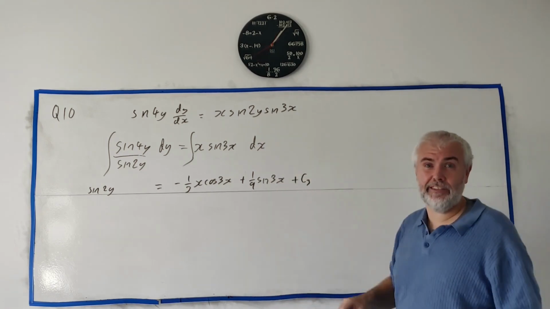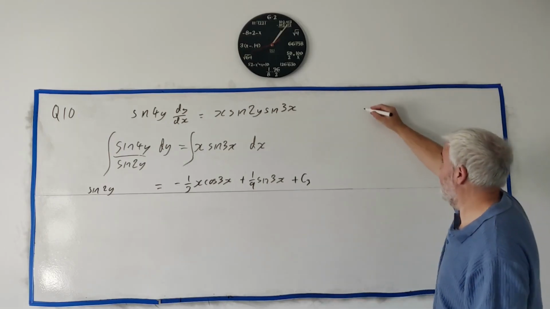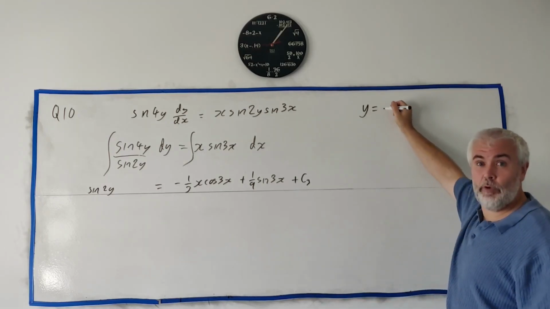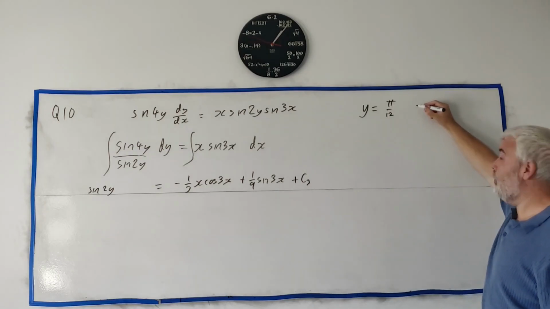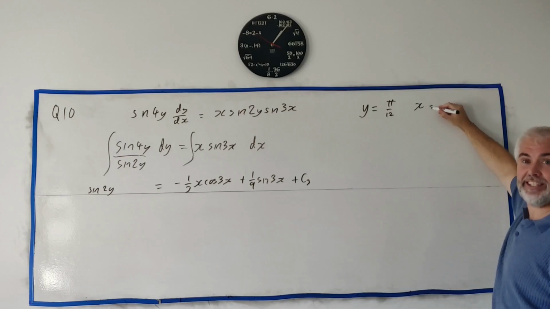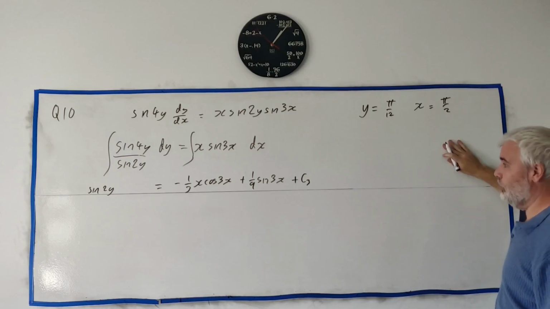They don't want the constant. They gave us information to get rid of the constant. They told us that there is a point where y is equal to pi over 12, and at the same point x is equal to pi over 2.